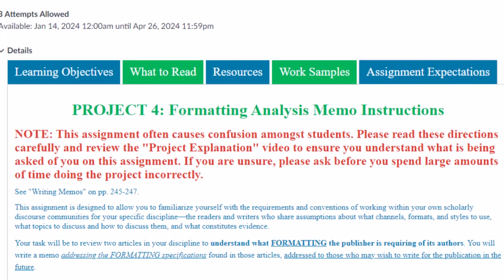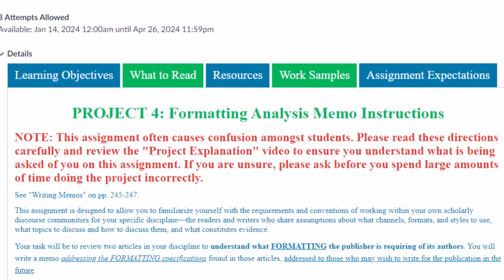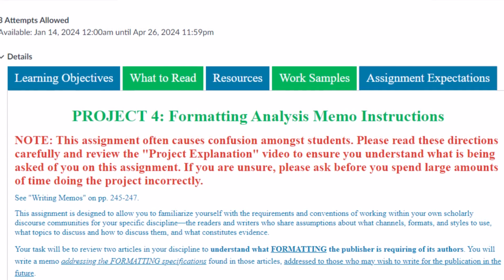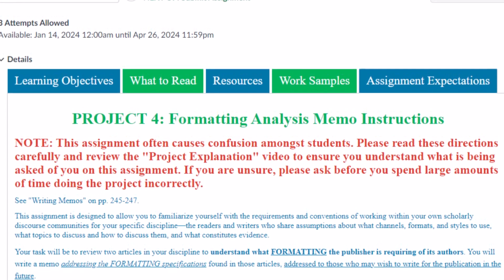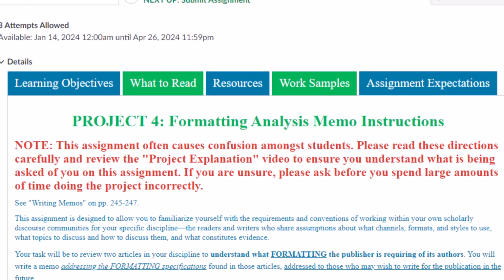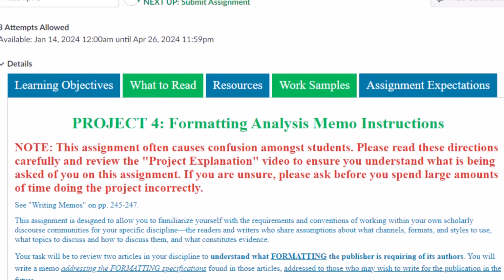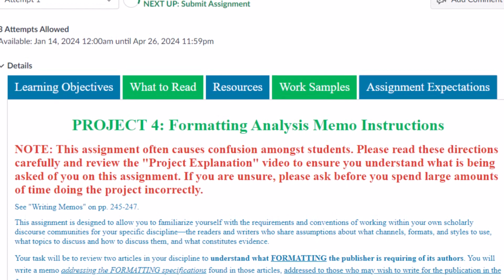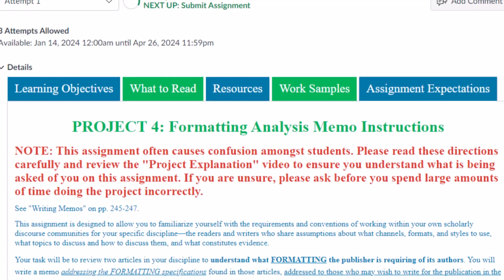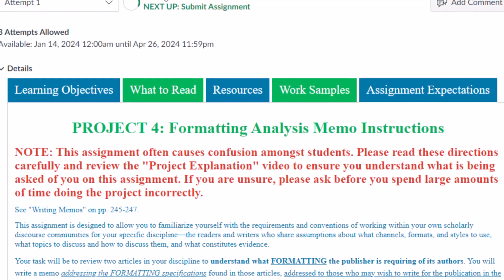For this, you are going to be looking at what the formatting of the articles are. The content of the articles does not matter. Let me repeat that so that you're certain to understand. The content of the articles you review is not important in the context of this assignment.